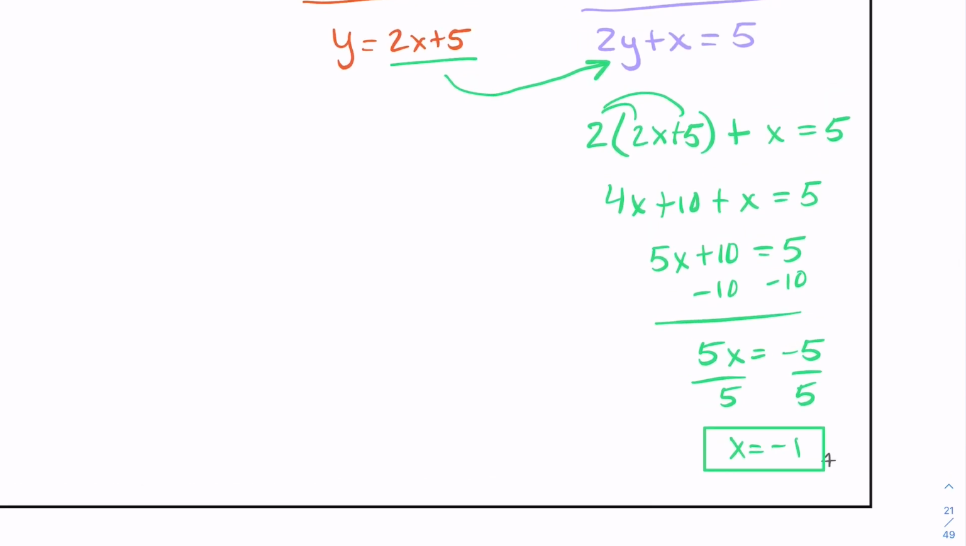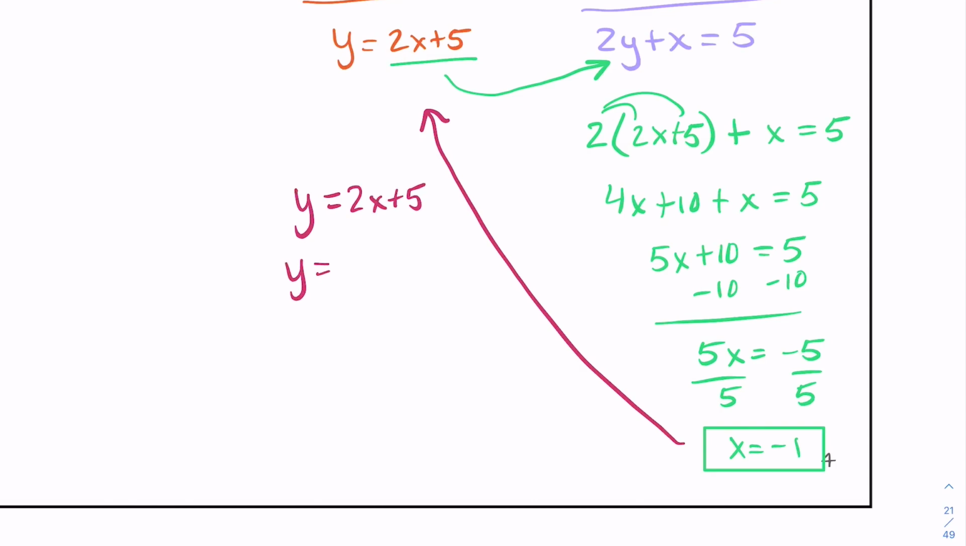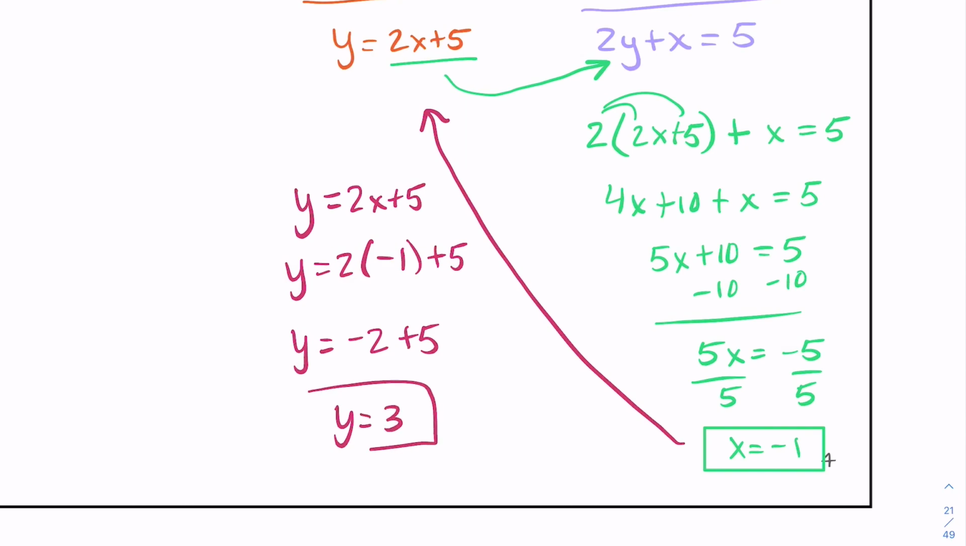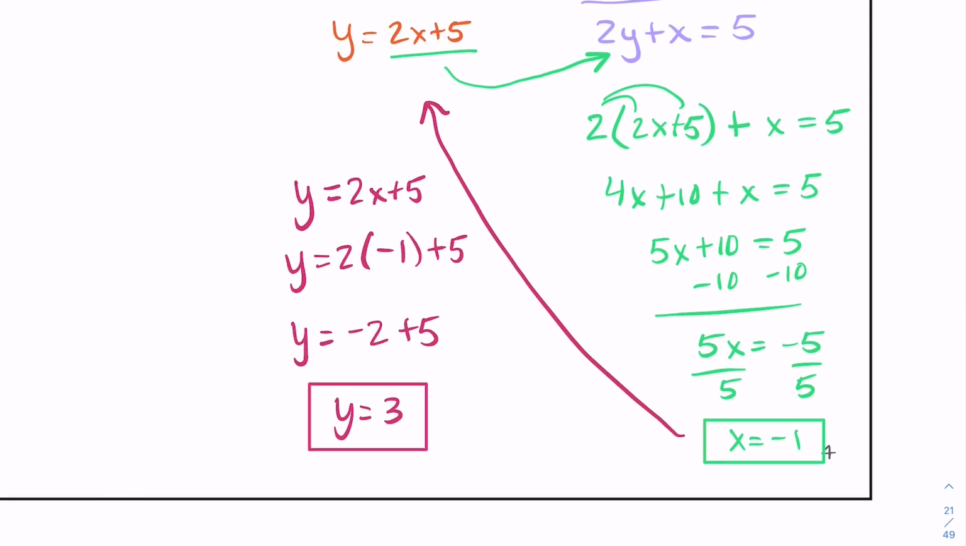Now let's take our x and put it back into our equation. This one works. So y equals 2x plus 5. y equals 2 times negative 1 plus 5. So y equals negative 2 plus 5. So y equals 3. And we're going to check our work. We're going to make sure that x is negative 1. It's kind of weird to have a negative, but that's okay.